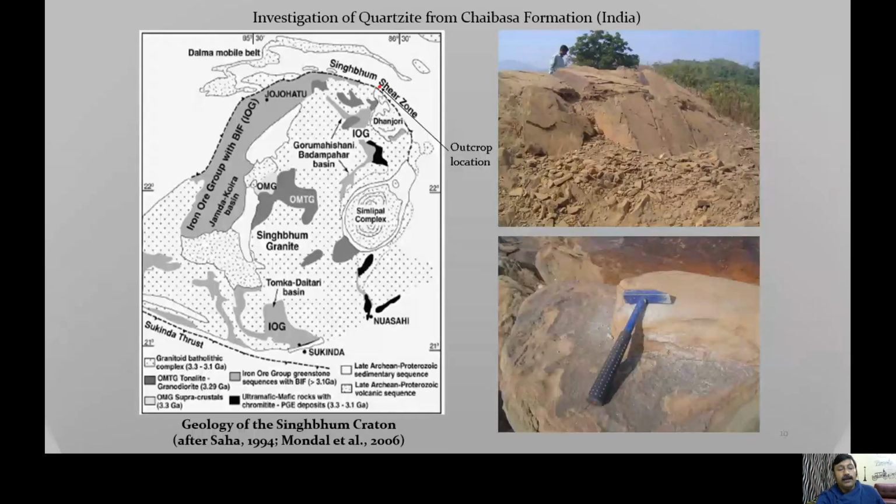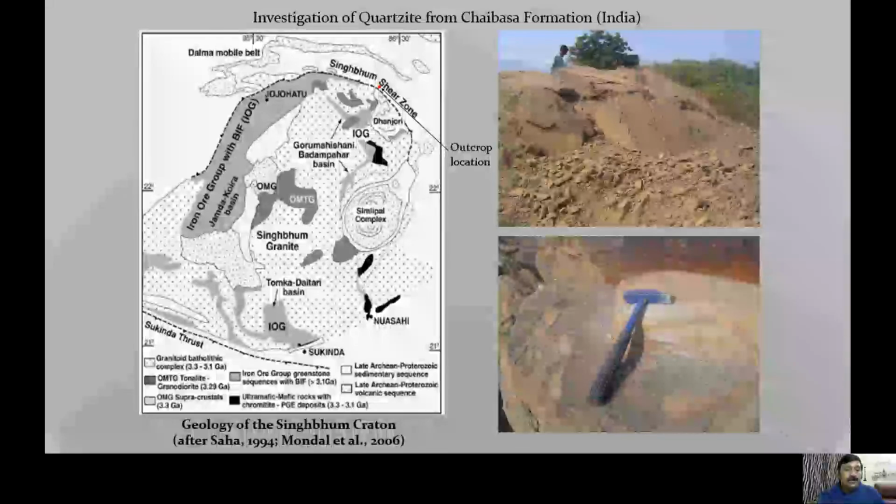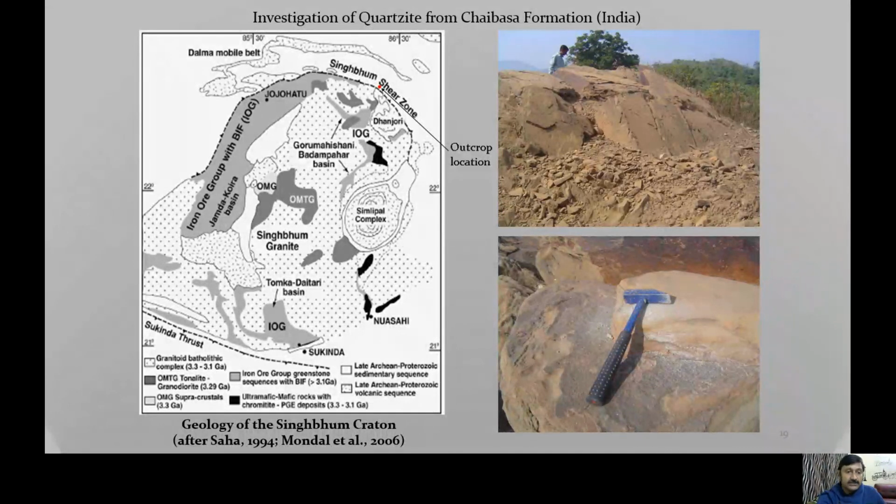Now I'll be talking about quartzite rock, or quartzitic rocks, from India, which is essentially from the Chaibasa formation. This is the site location, and that is how the exposure or the outcrop looks, and these are the kinds of materials that we found in the site.